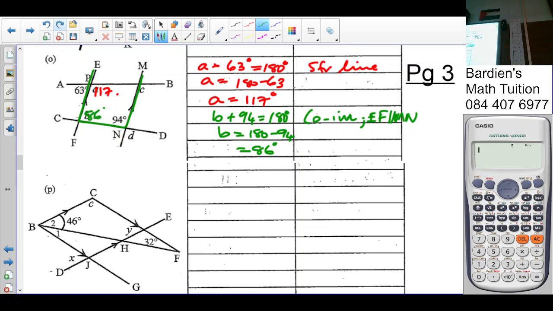I'm going to calculate C. 117. Why? Why is this 117? Corresponding angles. You all see the F? Okay? So C is equal to 117. And that is the reasoning. We see it's corresponding angles, with EF being parallel to MN.